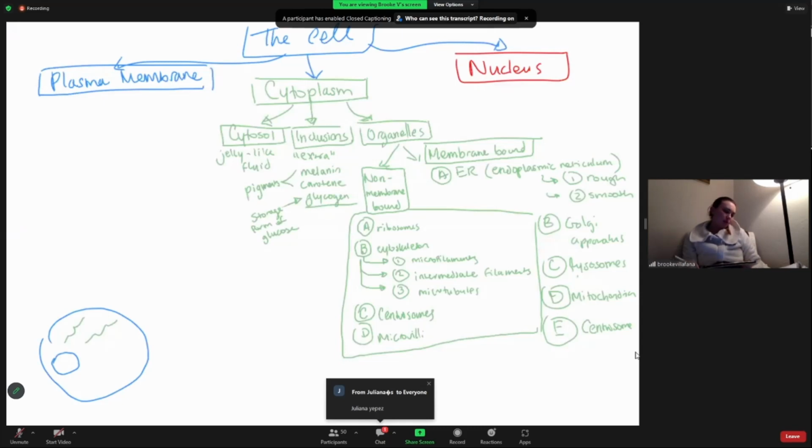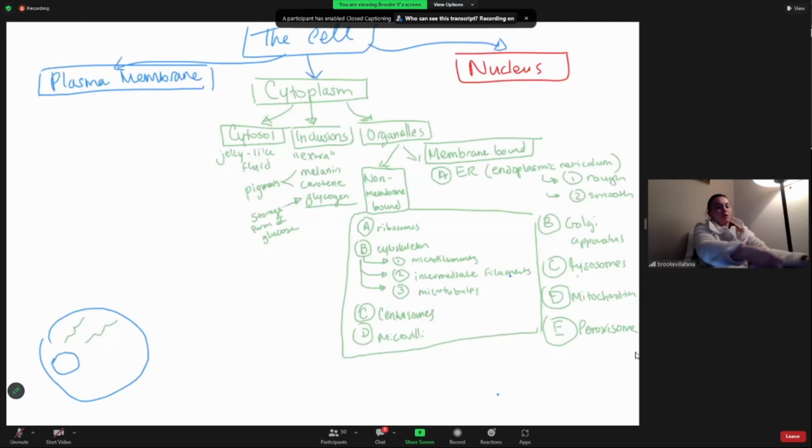So mitochondria would be the fourth one, centrosome. Then I have centrosome as membrane bound and non-membrane bound. That seems, one of those is wrong. I think that this one is wrong. I don't think the centrosome is membrane bound. And then peroxisome. We'll have to look over that. I'm not really sure. One of these doesn't belong here.